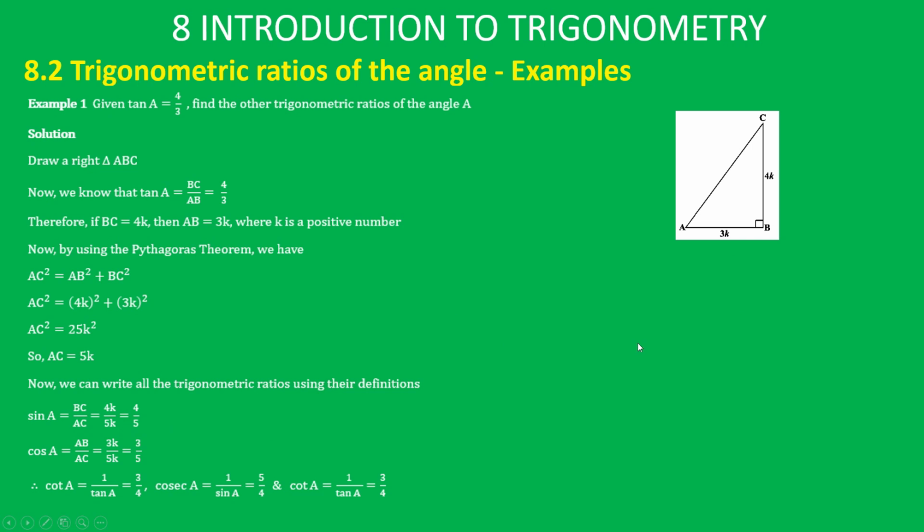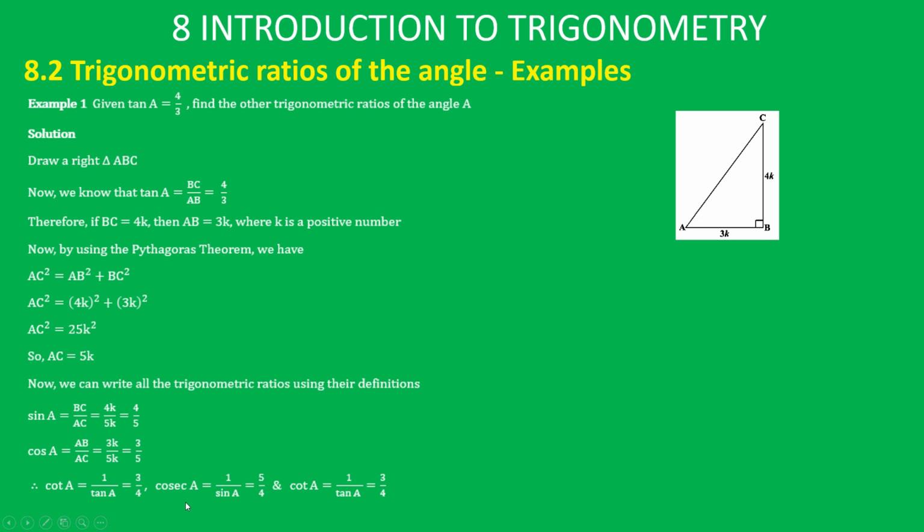What is cot A? Cot A is the reciprocal of tan A, right? Tan A is already given, so the reciprocal of tan A is 3 by 4. How do we know that? By understanding the trigonometric ratios, we have observed that cot A is the reciprocal of tan A. That is why there is no need to write cot A is equal to adjacent side by opposite side. Simply reverse the tan A and it becomes cot A.